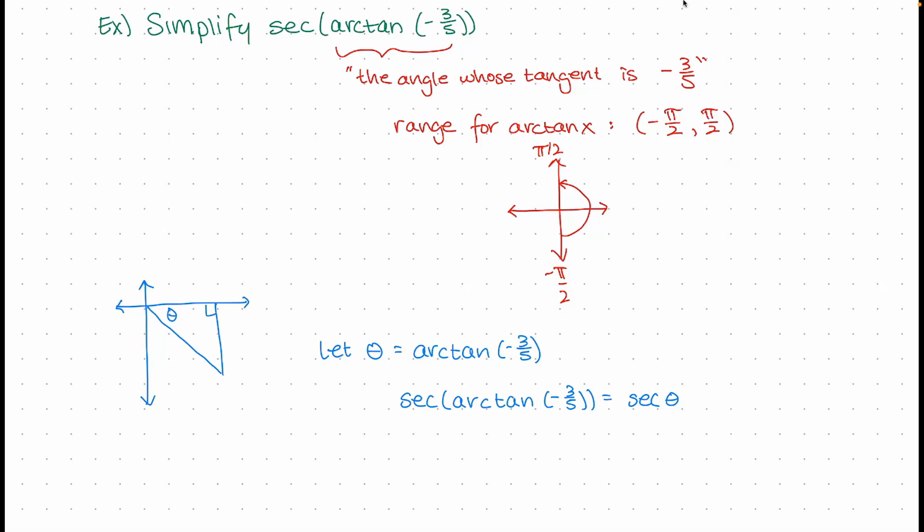So I'm going to go ahead and label my picture here. If theta is the angle whose tangent is negative 3/5, then opposite over adjacent has to be negative 3/5. Now just be careful about that negative. But looking at the coordinates, only one of those can be negative. Is it the 3 or the 5 that's negative? The 3, because it's on the negative part of the x-axis.